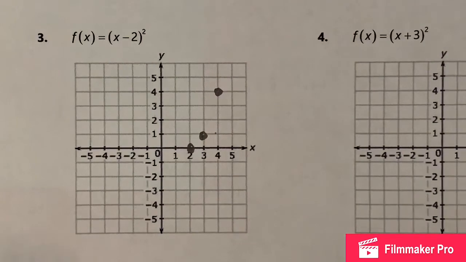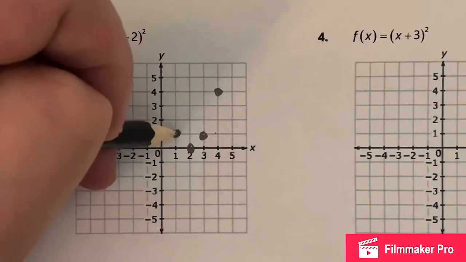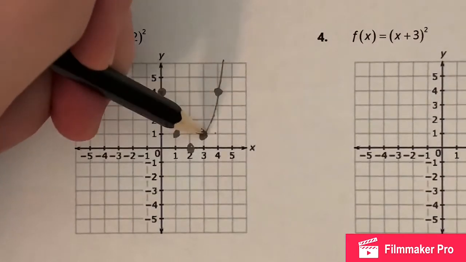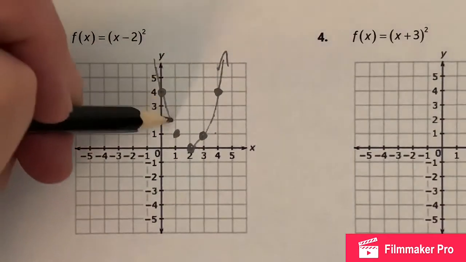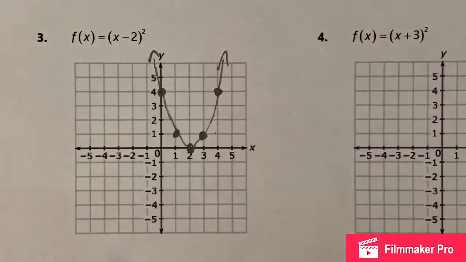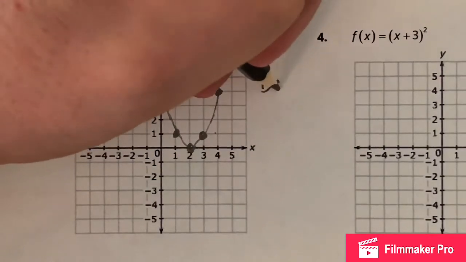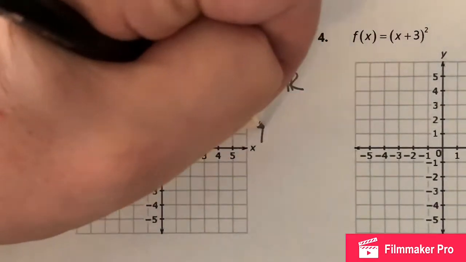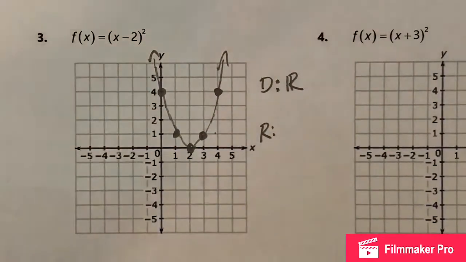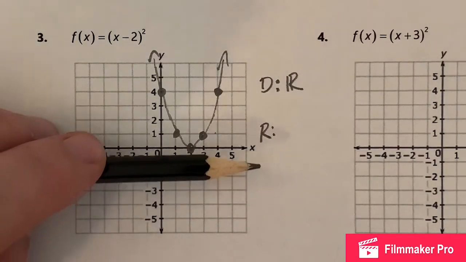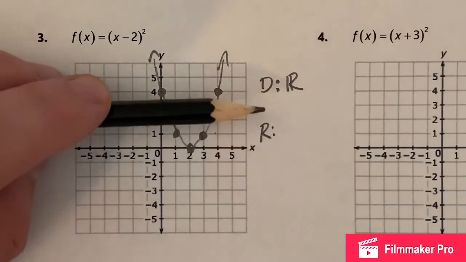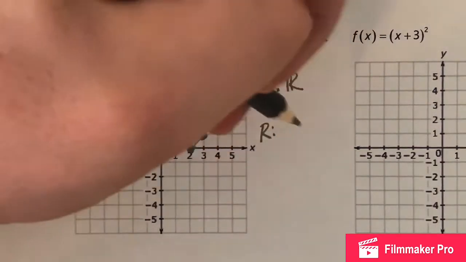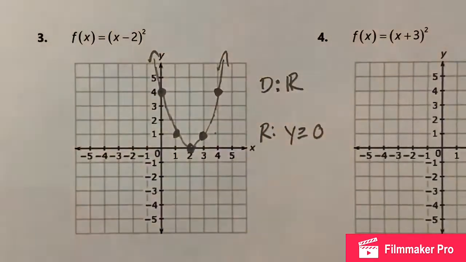We can't fit any more on there. Back 1 up 1, back 2 up 4. We see the pattern just like it should be. Connect our dots. And there it is. So for the domain, all reals. Range. Okay, the range here, again, bottom to top. It looks like the vertex starts at 0 and it goes up until you hit arrows. So from 0 on up would be all y greater than or equal to 0.